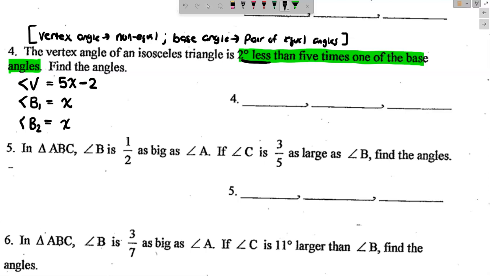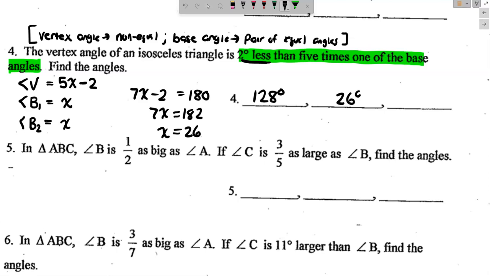So now we can create our equation again. We're still going to use the triangle sum theorem because even in an isosceles triangle, the 3 angles must add up to be 180. So 5x plus x plus x, that's 7x minus 2 equals 180. Then we'll get 7x equals 182. And finally, x is going to equal 26. Plug these in. So our vertex angle is going to be 128 degrees, and our other ones are going to be 26 degrees.